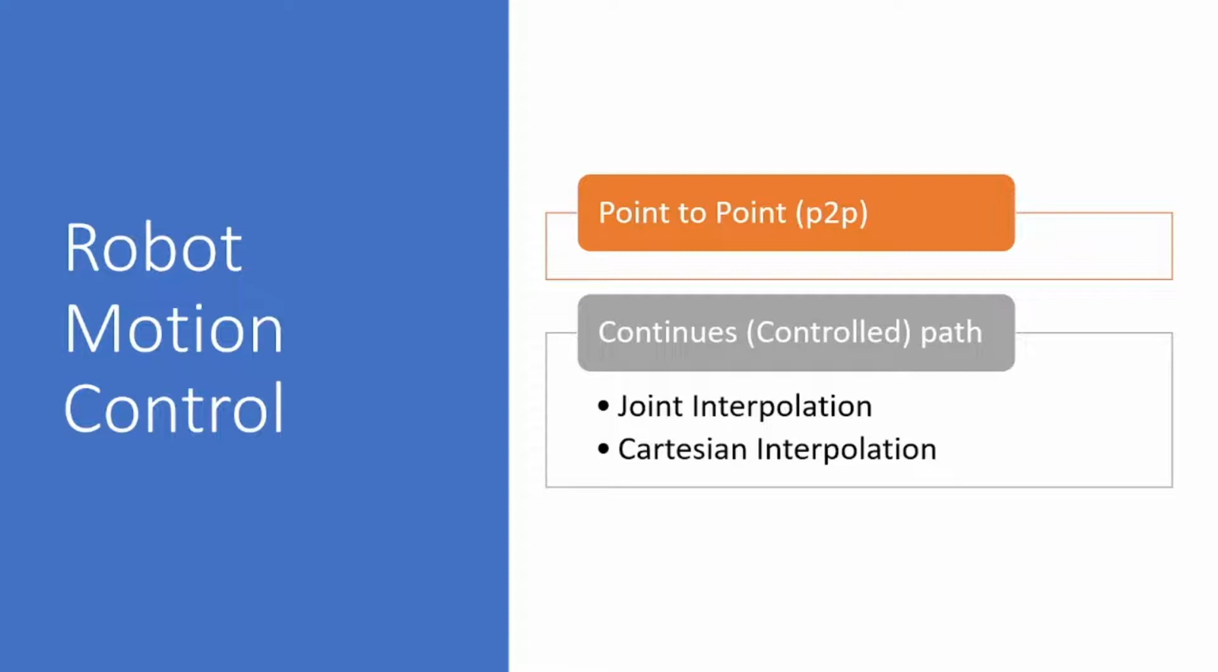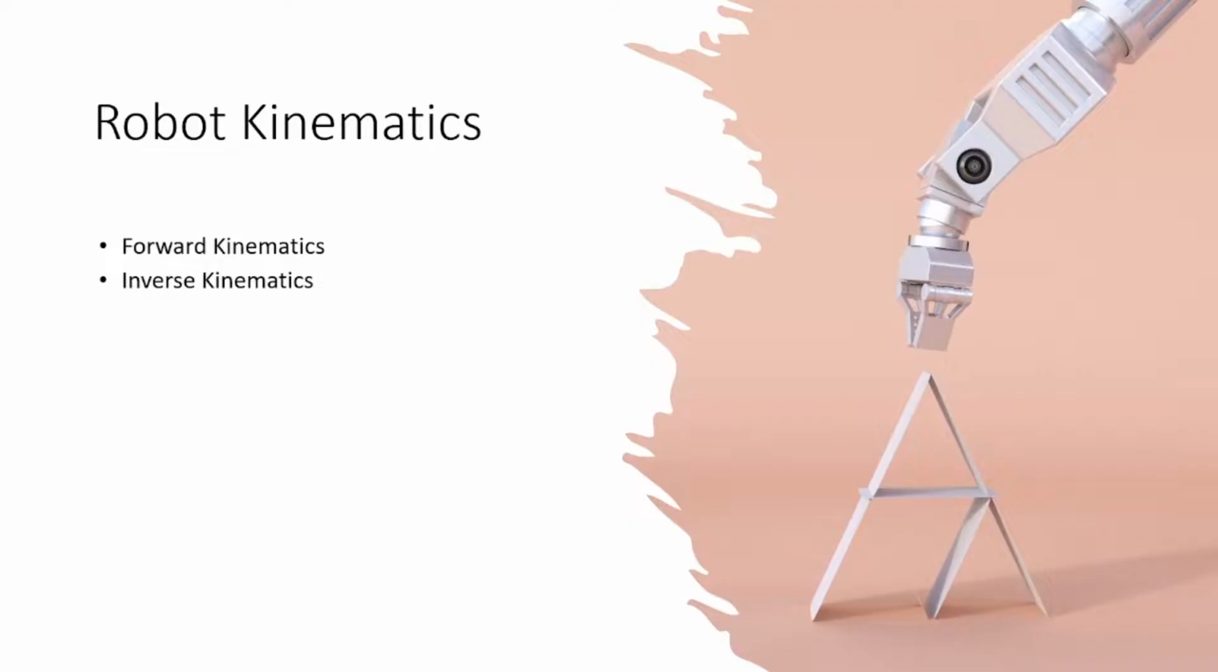Continuous path has two parts: joint interpolation and Cartesian interpolation. I will definitely come to that, but in order to understand joint and Cartesian interpolation, you need to know about kinematics. So what is robot kinematics? Robot kinematics is the mathematics behind the robot control, basically in one word. And it has two types of kinematics: forward kinematics and inverse kinematics.